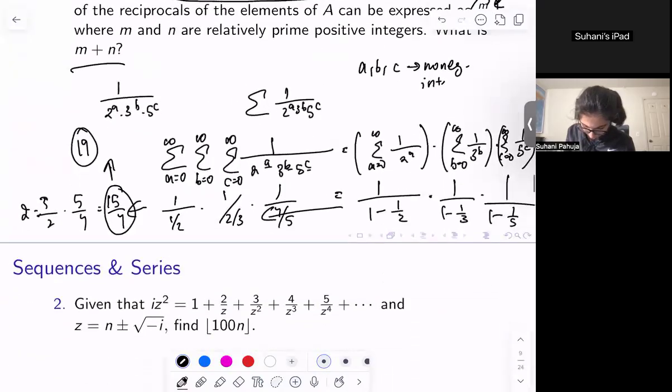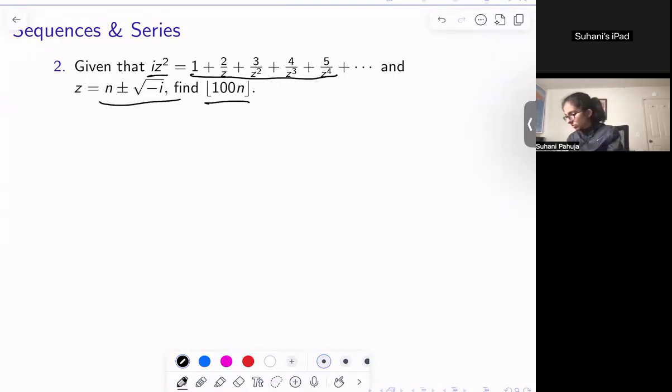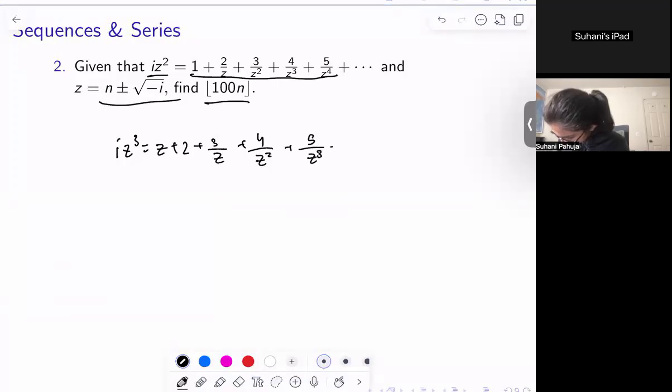That's this problem. For the next problem, this is basically an arithmetico-geometric series that says this is equal to this, and you want to find the value of z, and then it'll be of this form, and you want to find this. And so the way you can do this is you can just multiply both sides of the original equation they give you by z. And so when you do that, you get iz cubed is equal to, and this is a standard way of handling arithmetico-geometric series, z plus 2 plus 3 over z plus 4 over z squared plus 5 over z cubed, and so on.